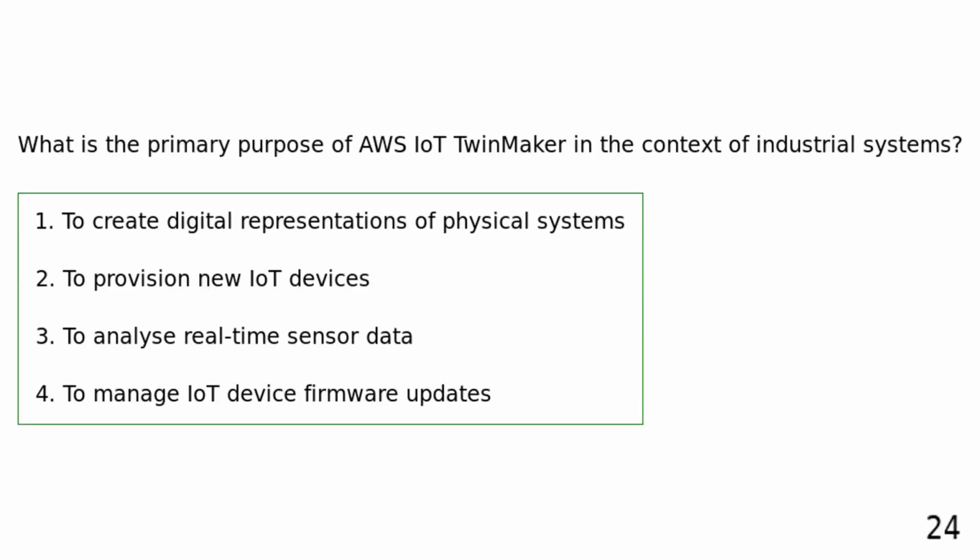What is the primary purpose of AWS IoT TwinMaker in the context of industrial systems? To create digital representations of physical systems. To provision new IoT devices. To analyze real-time sensor data. To manage IoT device firmware updates.